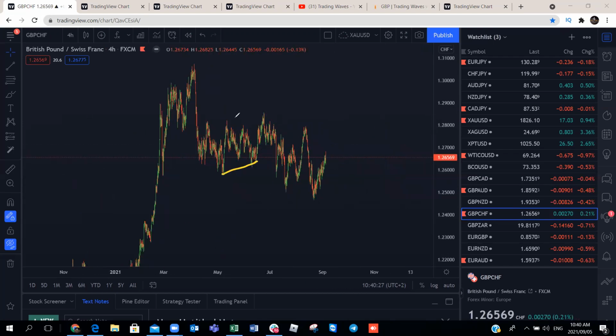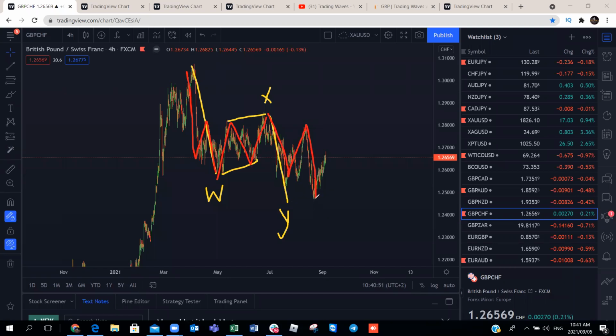So the one here is that we've got this as a 3-wave structure. We've got this one as a 3-wave structure. We've got this one as a 3-wave structure. If this is the case, that means we've got WXY corrective structure. What is that WXY corrective structure? It is 1, 2, 3 on the W, 1, 2, 3 on the X, 1, 2, 3 on the Y. So that means we've got a combination of 2 zigzags, A, B, C, and this one WXY in combination.